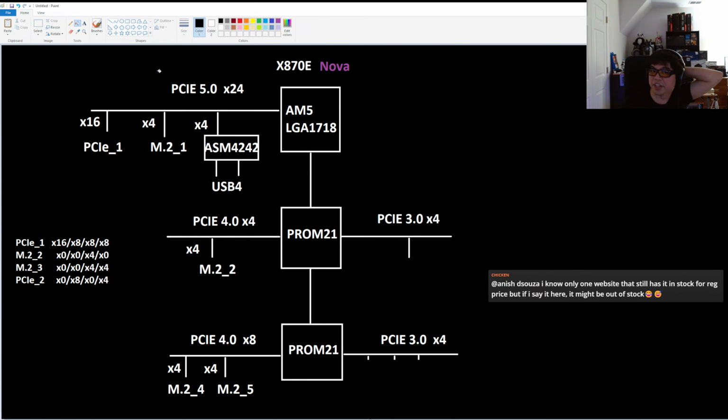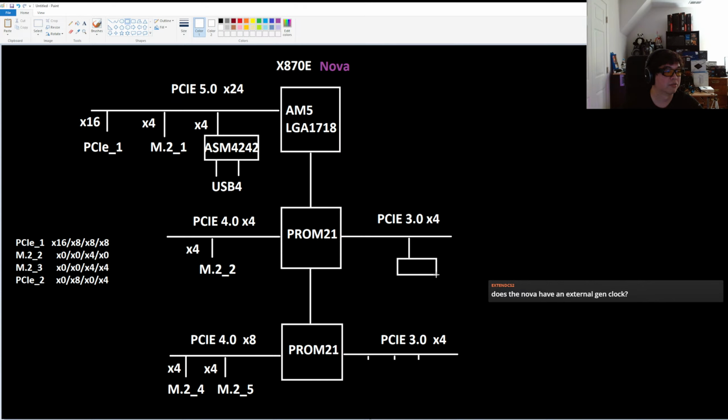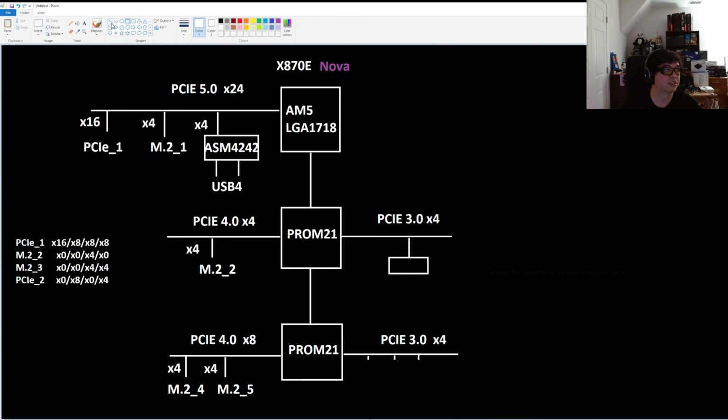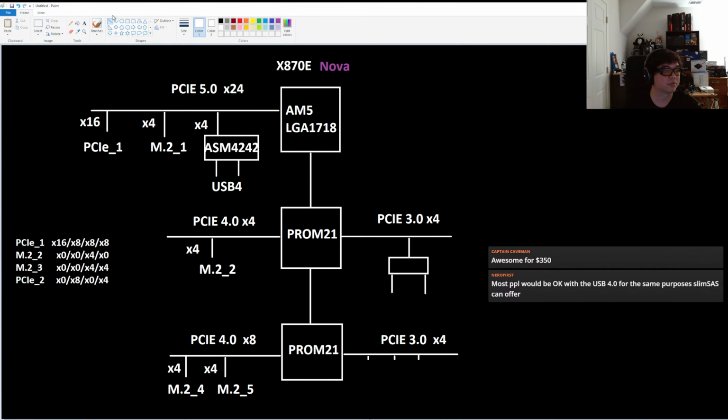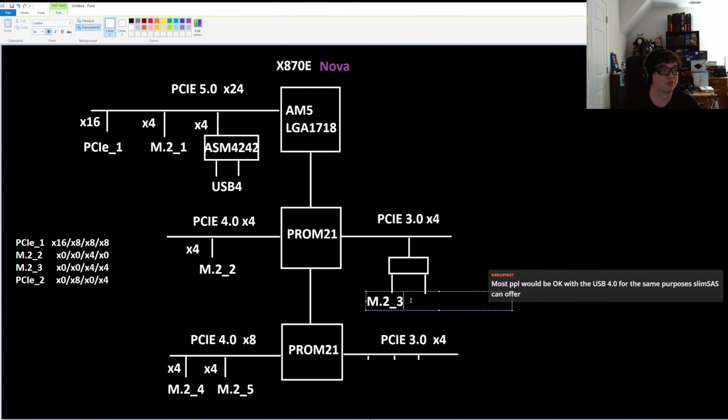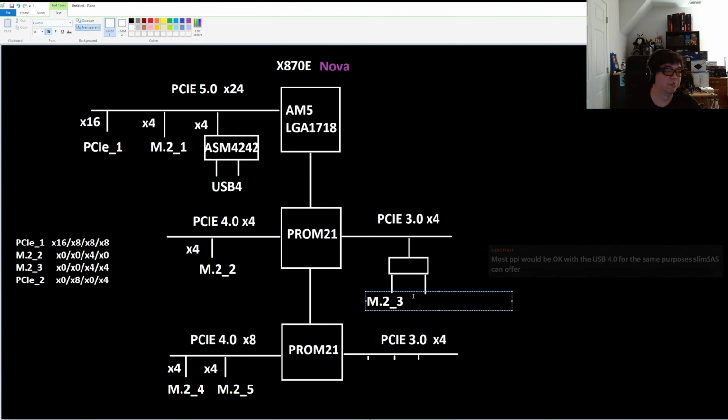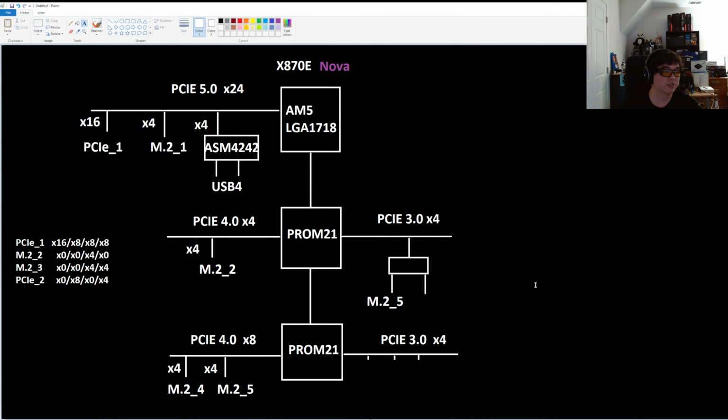So the thing about the Nova that is unique is it has a fifth M.2. And the way it does that is through using a switch. So instead of sharing GPU lanes, it shares the chipset lanes. So it gives you a choice. You can either have a fifth M.2. So we'll just put this one at 3. I don't know if this is 3 or 5. The only reason I'm labeling this as 3 is because I have 5 over there. So maybe we should just say 5 and the one down here is 3. So we'll just do that.